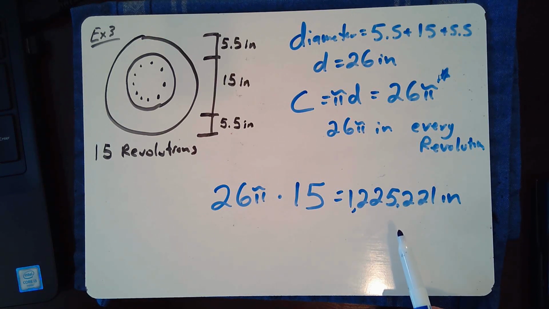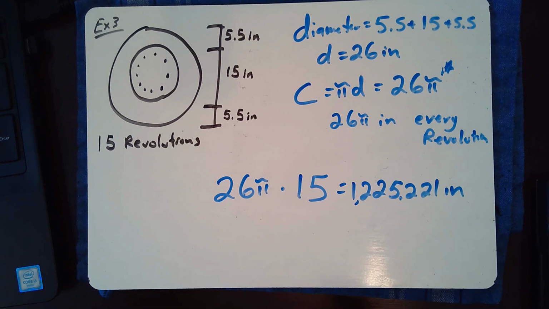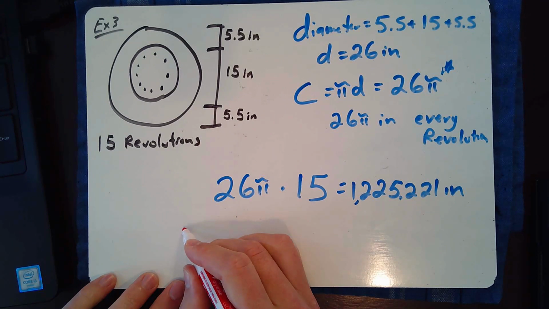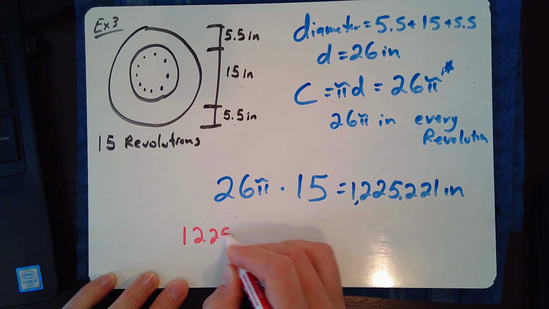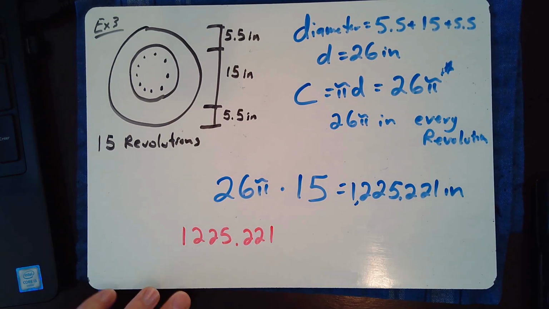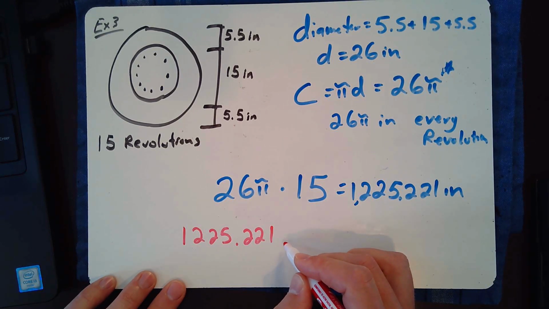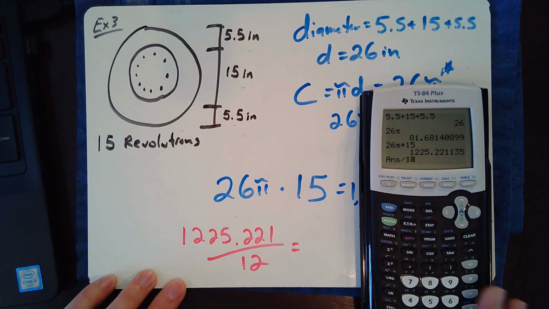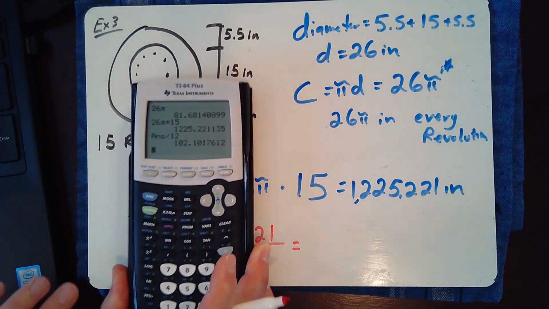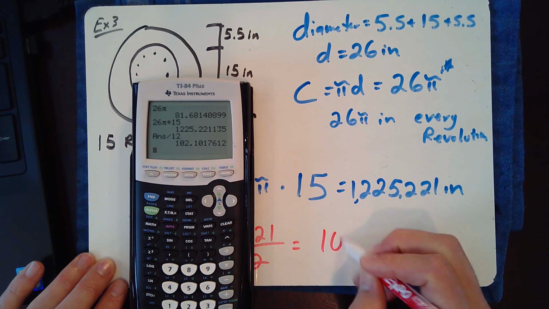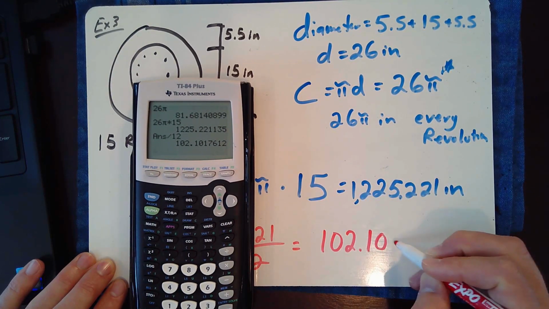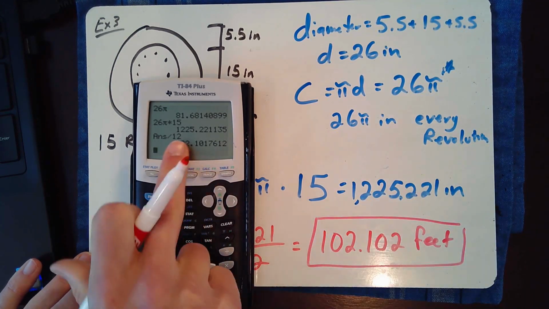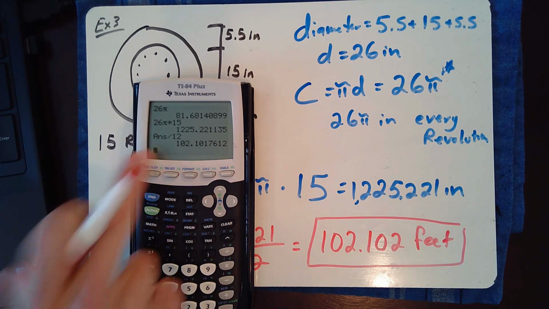1,000 inches is a lot and it's hard to get a feeling for. So to convert to feet, I just want to think about how many inches would be in a foot. So I'm going to take that 1,225.221 inches, and to convert to feet, I divide by 12. That will get me a final answer in terms of feet of 102.102 feet. Notice I used the exact decimal here by just using the ANS button in my calculator.